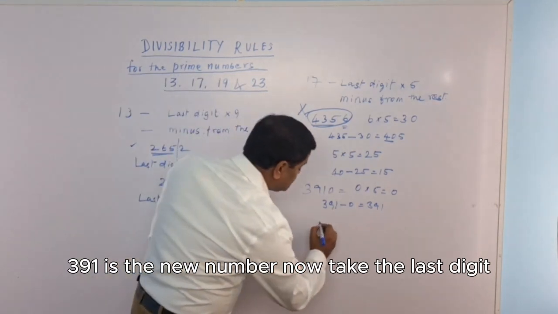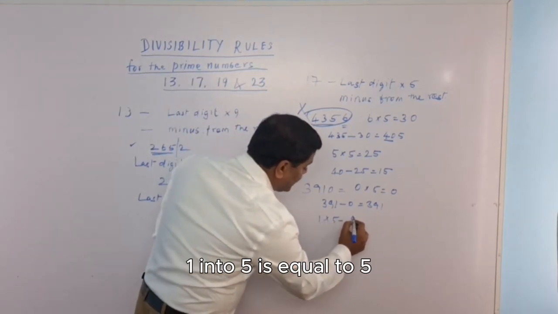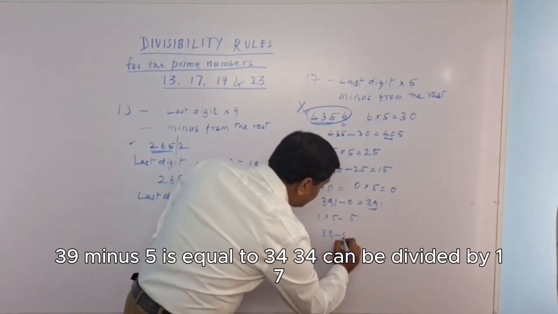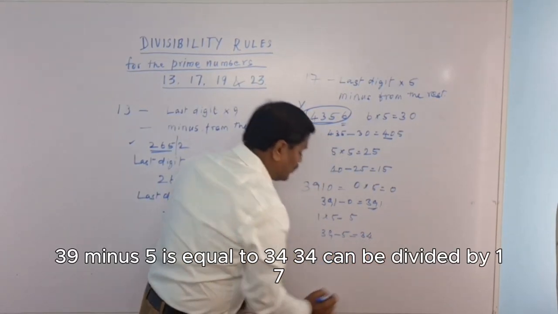Now take the last digit. 1 into 5 is equal to 5. Balance digits are forming 39. 39 minus 5 is equal to 34.